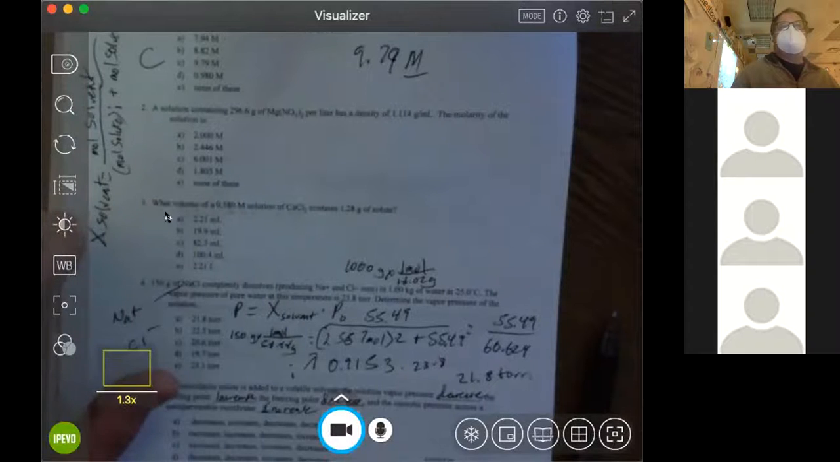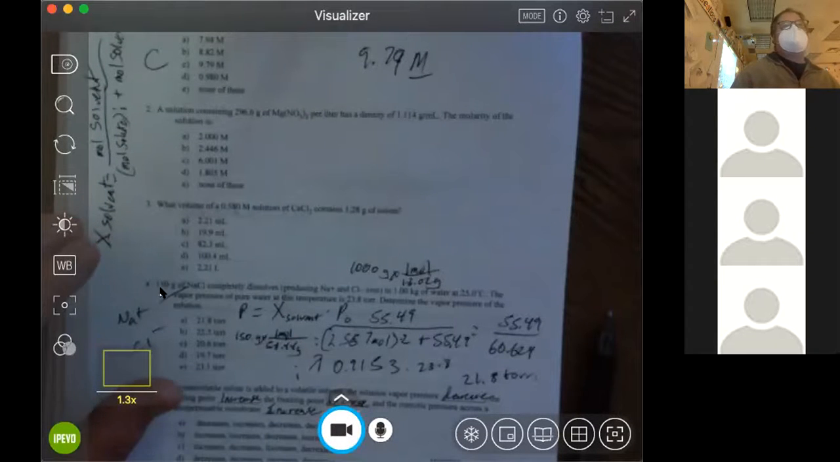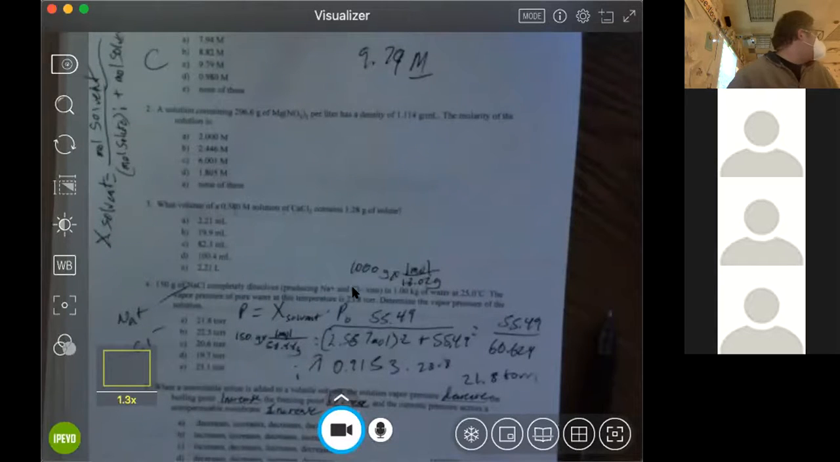Problem on page 22 right here. It says 150 grams of NaCl completely dissolved. And now look at this. They give you this hint on this question that probably will not be there on the actual test. They say it produces Na plus and Cl negative ions.